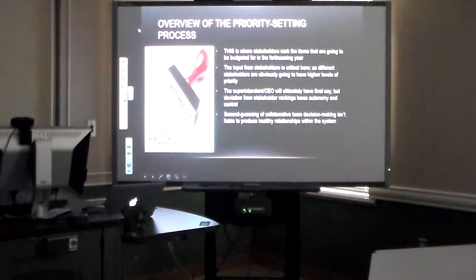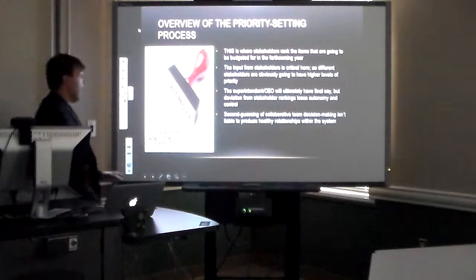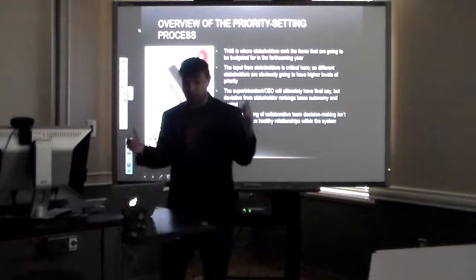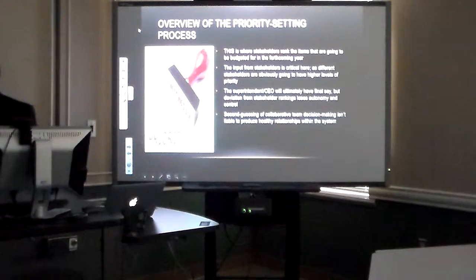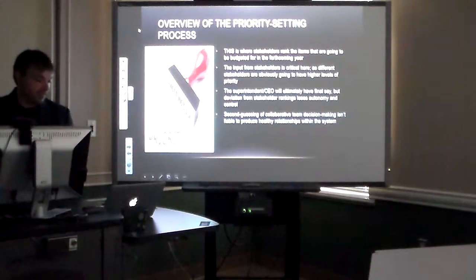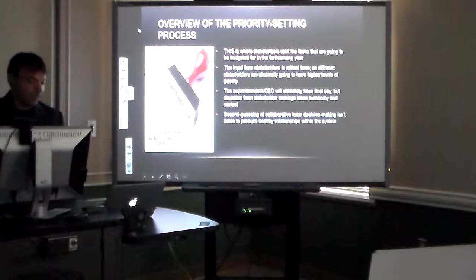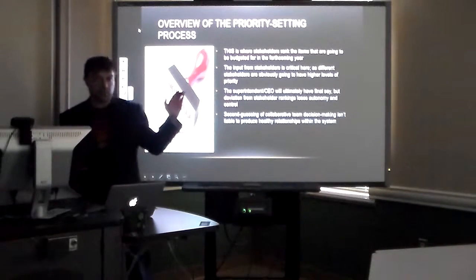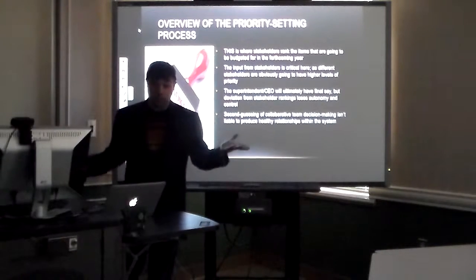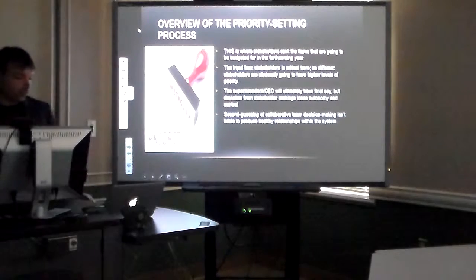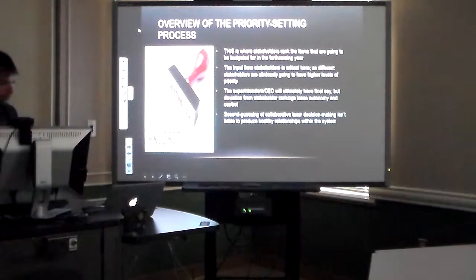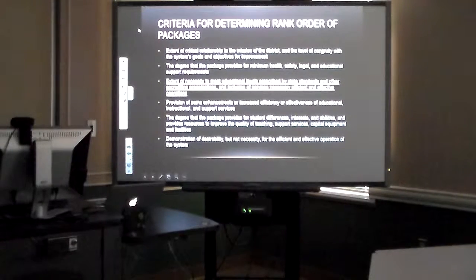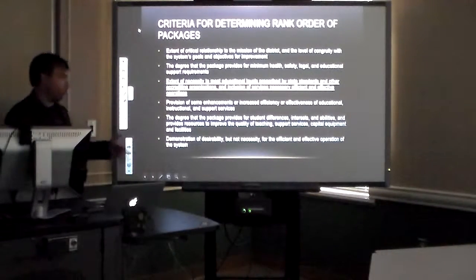This is important. This is where stakeholders rank the items that are going to be budgeted for in the forthcoming year. You're going to set priorities. I want to get you practicing in this class setting priorities and thinking about that. Stakeholder input is critical. Different stakeholders have higher levels of priority. The deviation from the rankings might lose autonomy and control. You have to keep in mind that this is why you have to determine who are the people that are ranking, but if you take away what the group is doing, they're not going to contribute anyway. So if you are doing this method, you have to determine who's the one that's doing it. There are 6 suggestions really for determining the rank order of our packages that we're using.